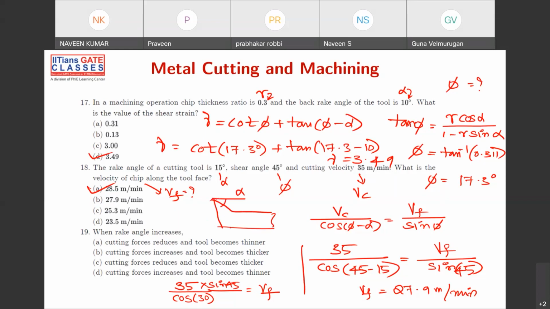If your rake angle is increasing, what will happen to cutting? This one has less rake angle, this one has more rake angle. In the sense, you are increasing the rake angle. That is what they are saying. So one and two: the first one will take good cutting forces, or the second will take good cutting forces. What do you say?